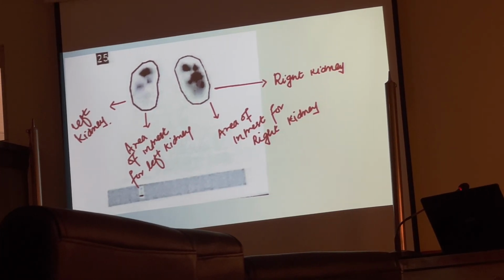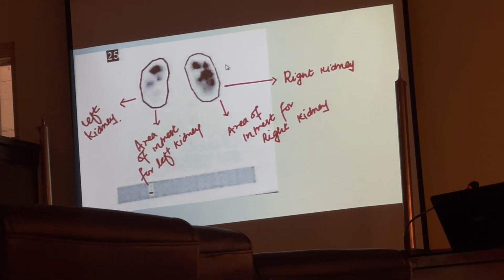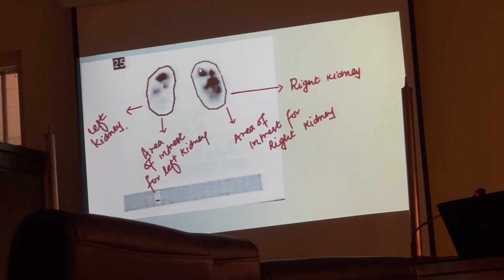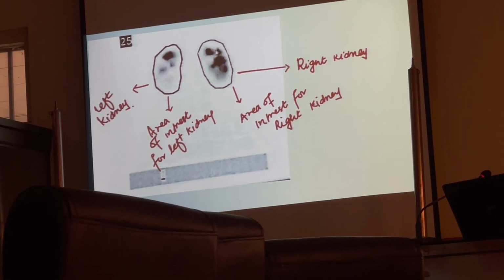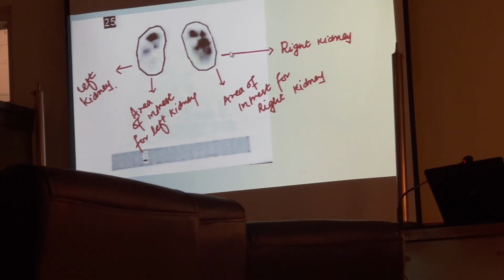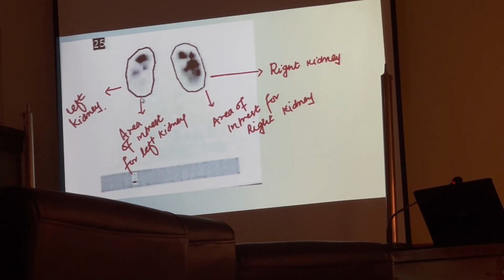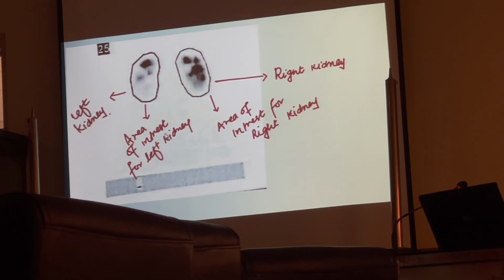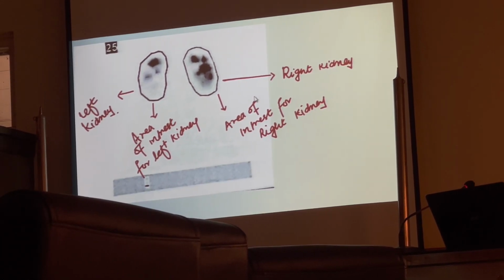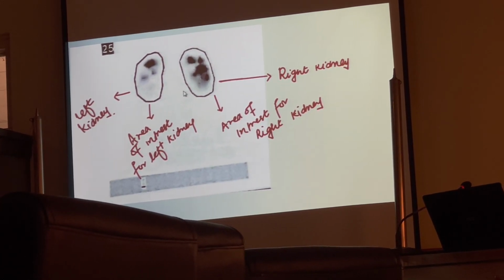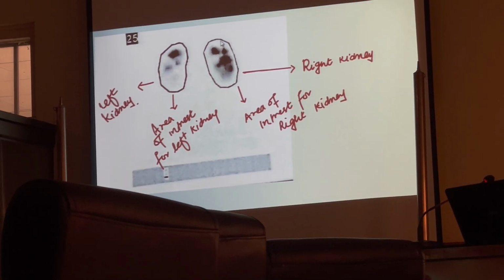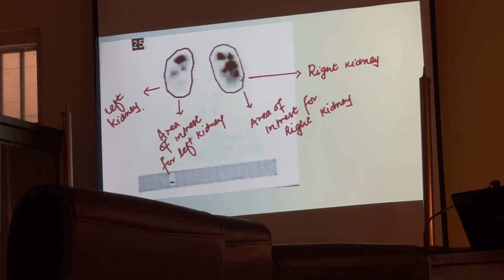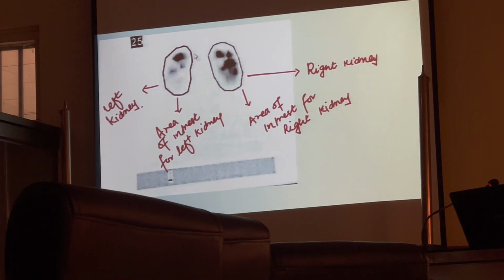These are the kidney areas marked. We call it an area of interest. It is the right kidney, where right is the patient's right, and it is the left kidney. Area of interest for the left kidney and area of interest for the right kidney. So the background activity is subtracted by the operator by computer. So the gamma camera detects these areas.